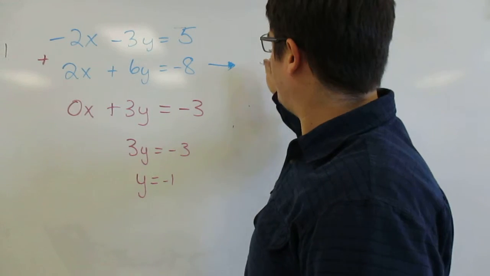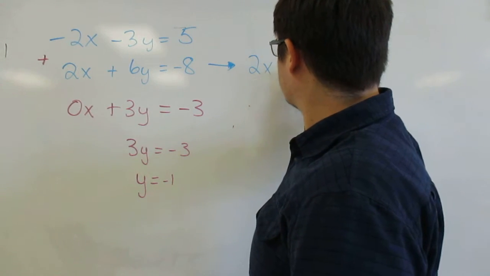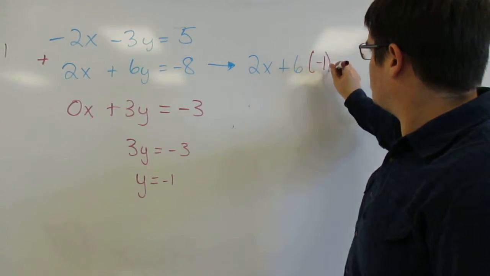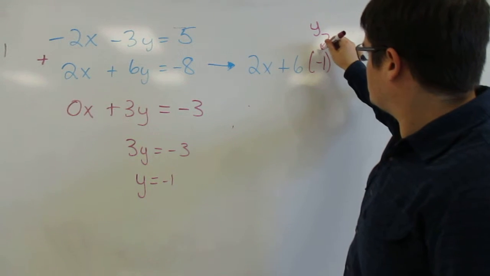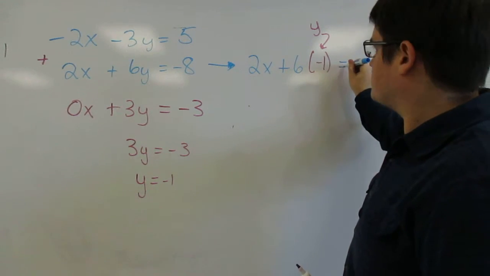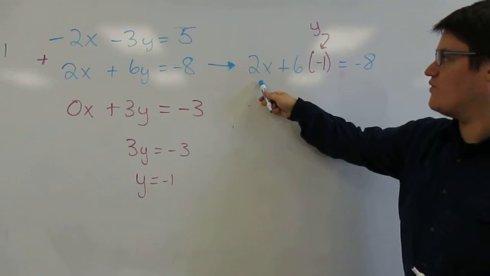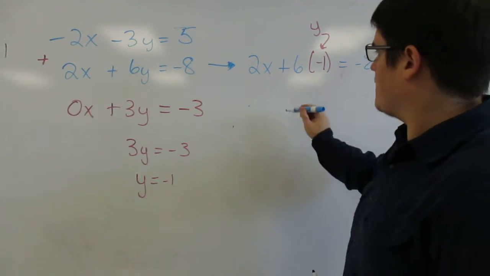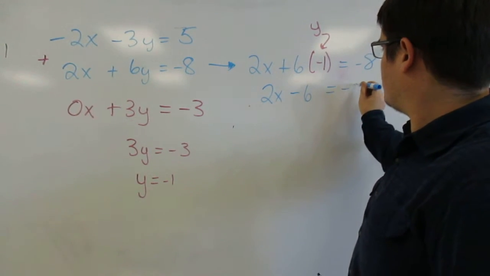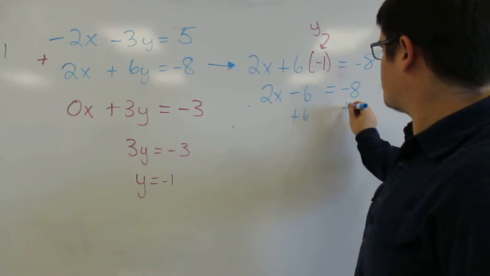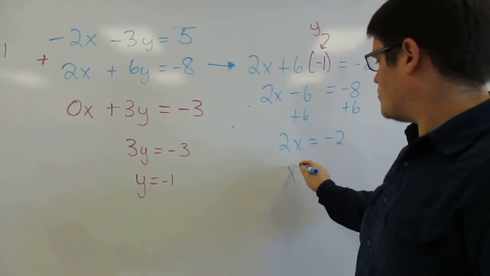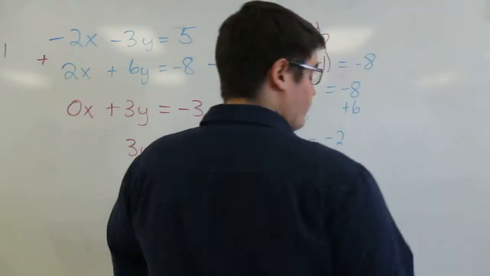So substituting in y, I get 2x plus 6, and instead of y, I'm going to put negative 1. Let's color code these guys. Now look, you have one equation with one unknown. So 2x, 6 times negative 1 is a negative 6. Add 6 to both sides. 2x equals negative 2. So x equals negative 1 as well.